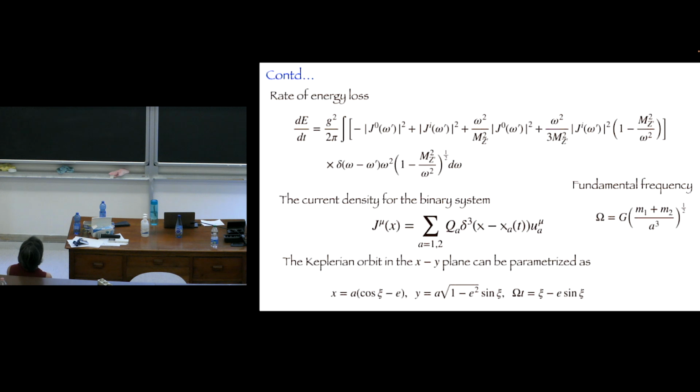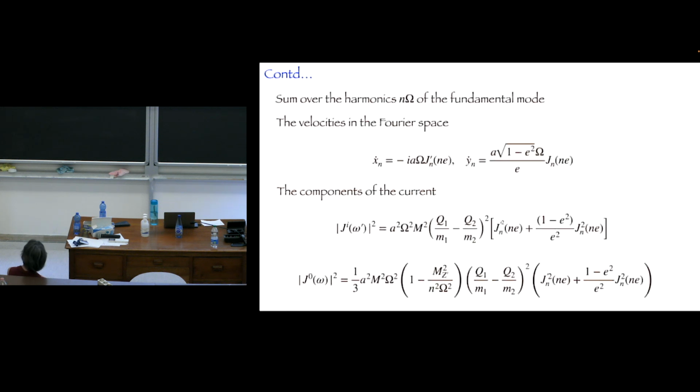Now you have to fix J mu. J mu looks like this, of the order of Q mu, where J mu is basically rho times V. So basically the charge is the typical muon charge, okay? And you can construct a Keplerian orbit and parameterize the orbit in this way. And the fundamental frequency of the binary system is like this, G(m1 plus m2) over a cubed, okay?